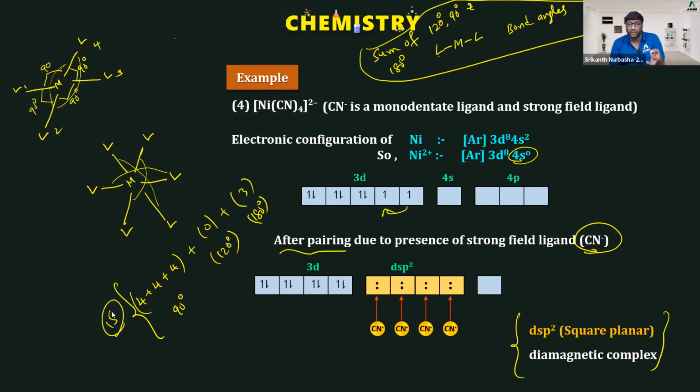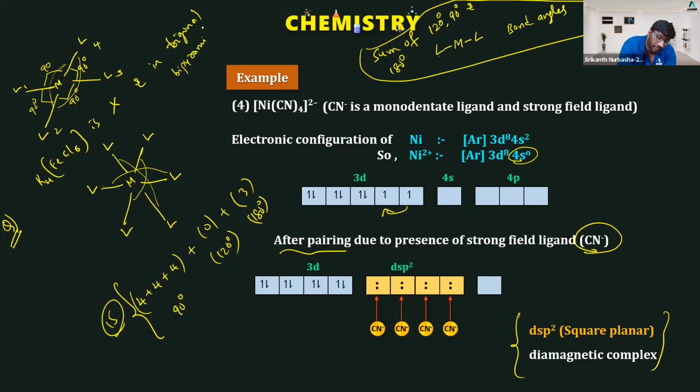If the sum of 90 degree, 120 degree, 180 degree bond angles in the complex K4 FeCl6 is X, and the sum of 90 degree, 120 degree, 180 degree bond angles in a trigonal bipyramidal complex is Y, what is X plus Y? Trigonal bipyramidal complex to consider.